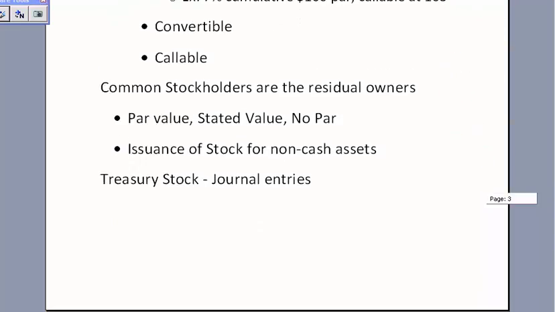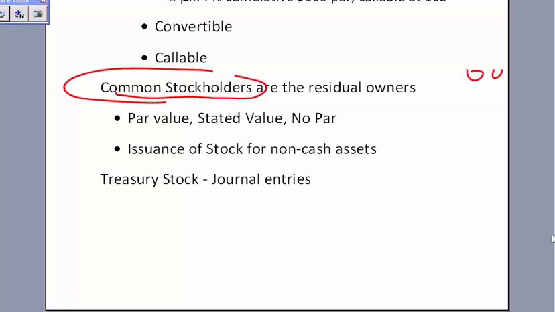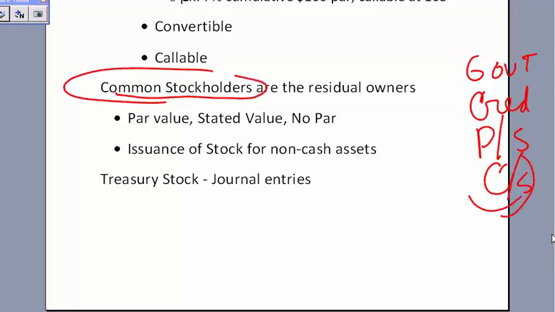The common shareholders, then, by definition, are the residual owners. They're the ones that get the breadcrumbs. So if a company bellies up, the first people that get money is the government, and then once the government gets their taxes, then creditors, then preferred stockholders get their money, and then finally, when it's liquidated, common stockholders are the last ones. They're the residual owners.